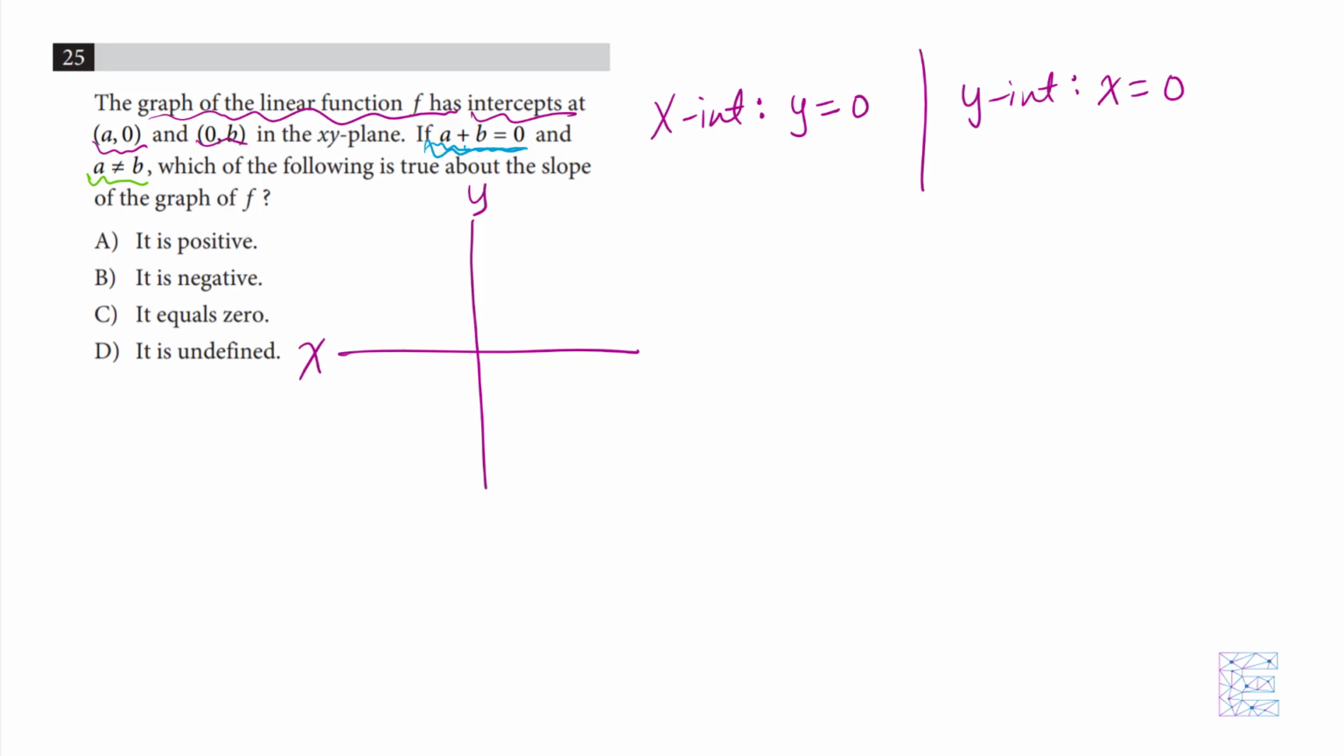So (a, 0): the y value is 0, so that's actually our x-intercept. Why don't we put it right in here somewhere, (a, 0). The other one is (0, b). (0, b) is our y-intercept. Why don't we put it right over here, for instance?